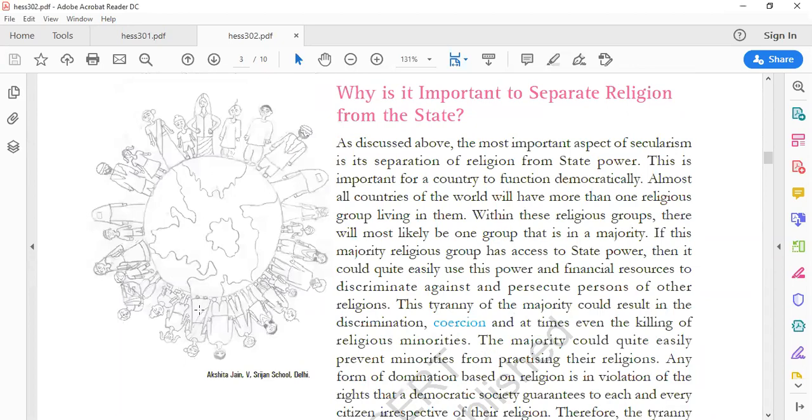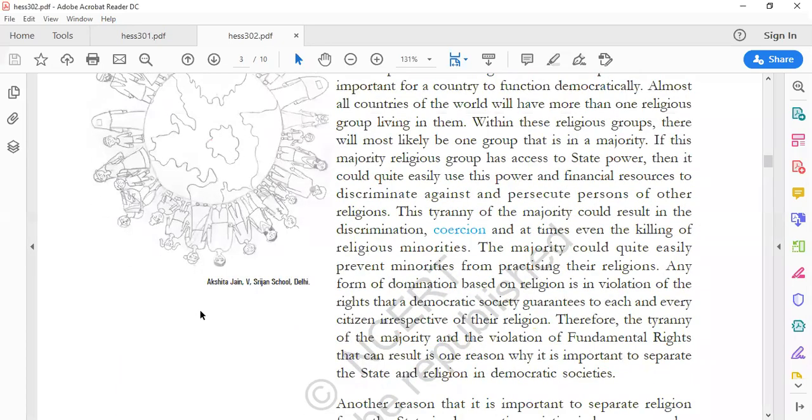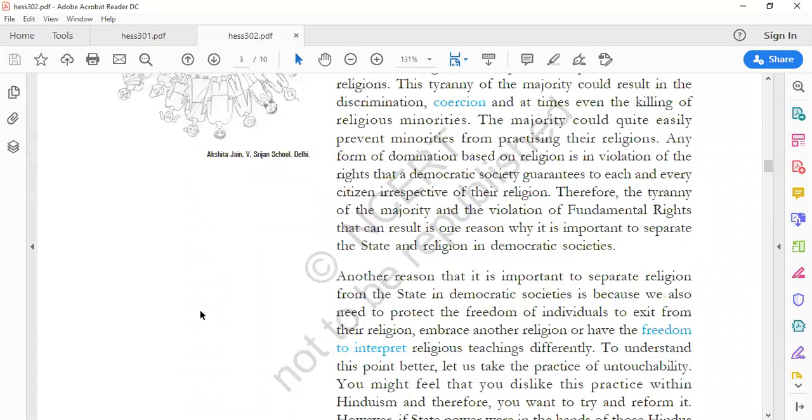Why exactly must state and religion be separated? Because majorities will dominate over minority groups and take away their rights, including the right to follow their religion, as well as all their other rights, and discrimination will be done. To a great extent, discrimination turns into coercion, and many times there will be killing of the minority religions. So because this tyranny of majority and violation of fundamental rights happens if you give preference to one religious community, in democratic societies you must separate state and religion.